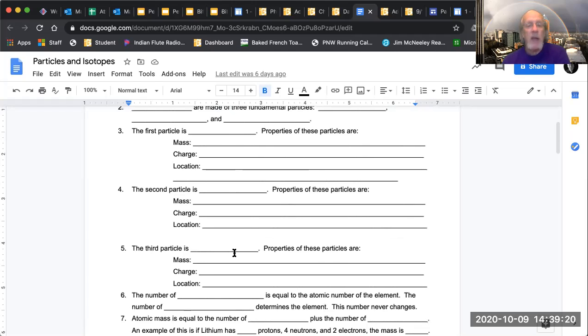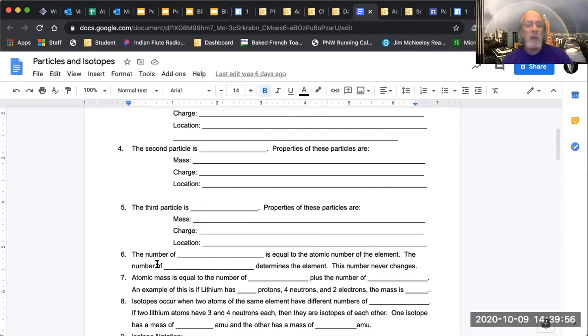The third particle is the electron. These are very, very small little things that fly about outside the nucleus. So their location is outside the nucleus. Their mass is so small that for all practical purposes, we say it is 0. If you went back and Googled it, you would see that it would take about 1,000 electrons to equal 1 proton. And so they are so small that we just say they are 0. So we don't count them when we're calculating mass. Their charge is -1.